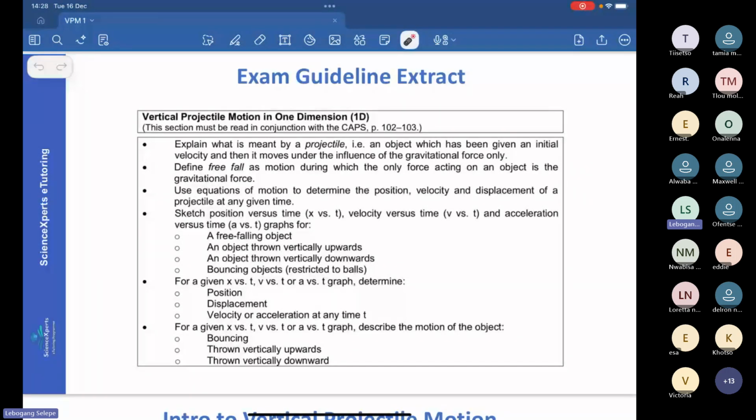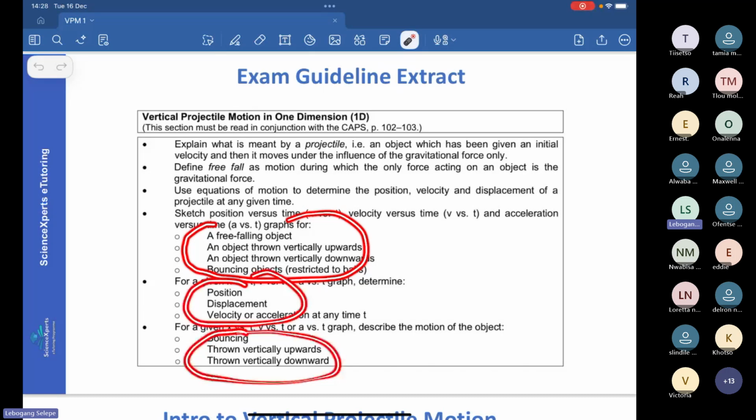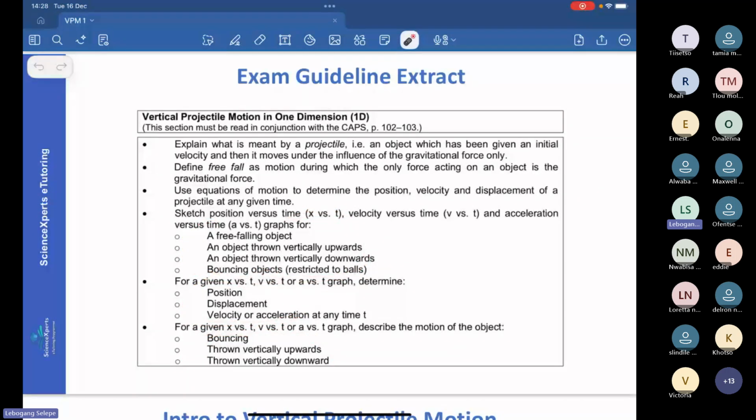The acceleration is always 9.8 on BPM. Yes, it's always 9.8, and we will explain why it's always 9.8. Then you should be able to plot the graphs, like I said. You should be able to plot a graph of these scenarios, right? So they are mentioned here. You need to be able to plot graphs for these scenarios.